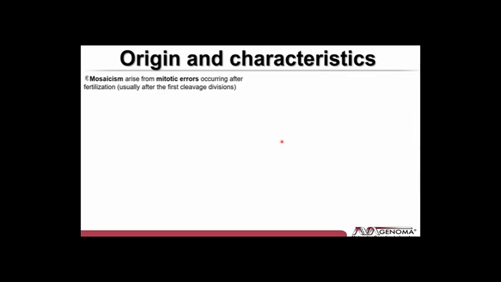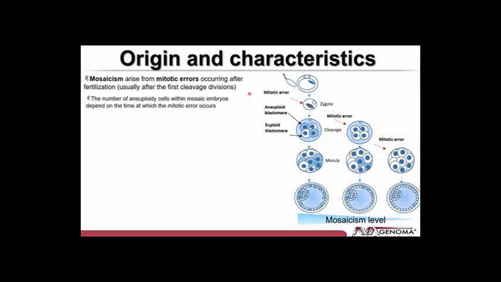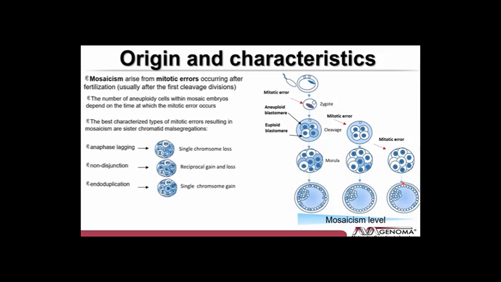Mosaicism arises from mitotic errors occurring after fertilization, and the number of aneuploid cells within mosaic embryos depends on the time at which the mitotic error occurs. So if the mitotic error occurs in the first division, the number of aneuploid cells within the embryo will be higher compared to those in which the mitotic error occurs later in the division.